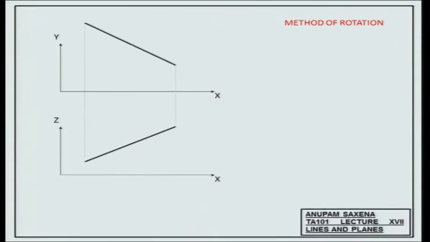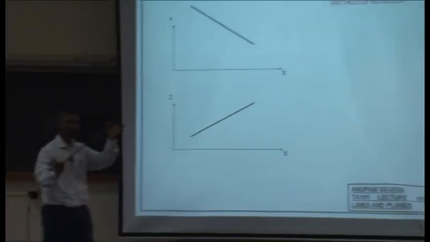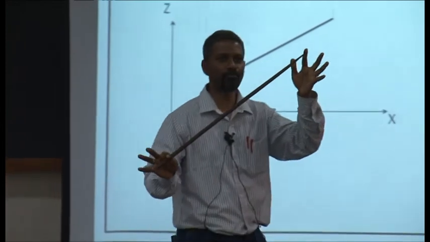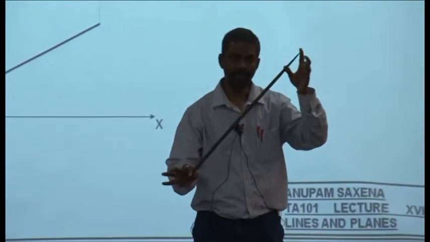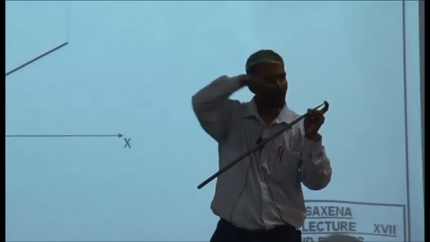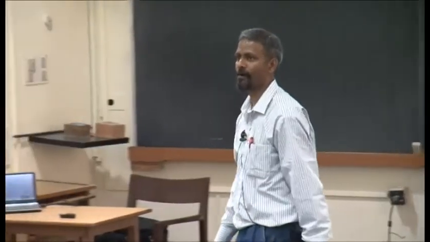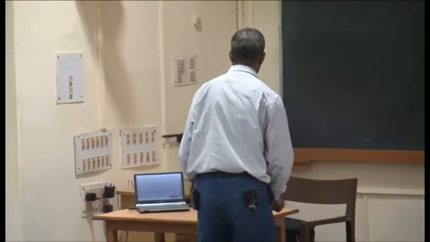Now imagine this line in space. And this line is oriented in such a way that you get the projection which is not horizontal in the front plane, in the front view, vertical plane, and it is not horizontal also in the top view, the horizontal plane. What do you do in that case? How do you find the true length?